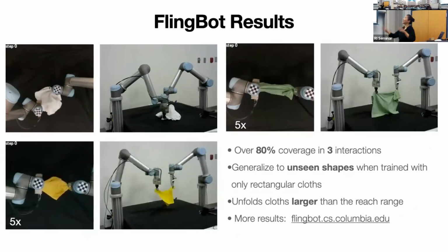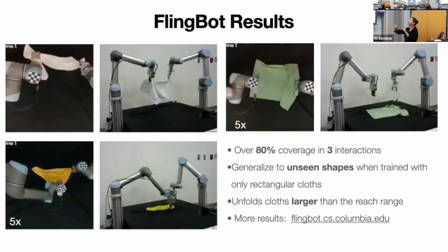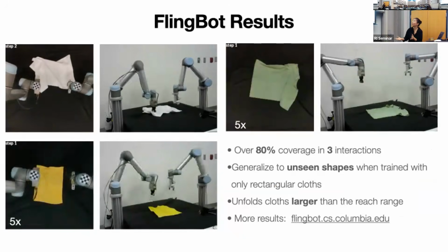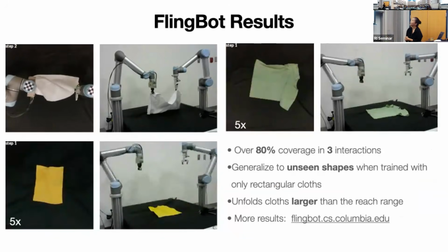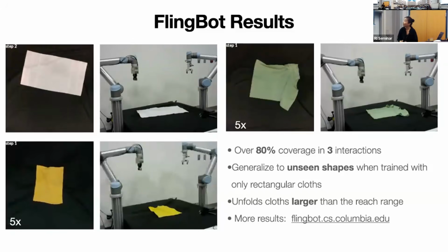Okay, so at the end of the day, we can train Flingbot with data collected by itself, and in the end, it is able to achieve over 80% coverage within 3 interaction steps, and it is able to generalize to unseen shapes even when trained only on rectangular cloths. And also, it is able to unfold cloths that are larger than its reach range, which is something that a standard pick-and-place system cannot perform.